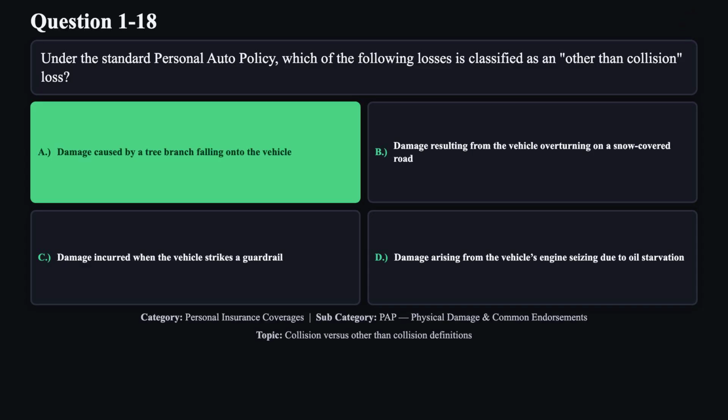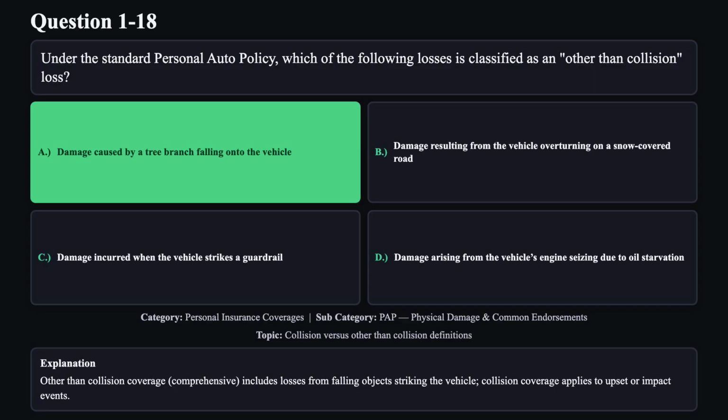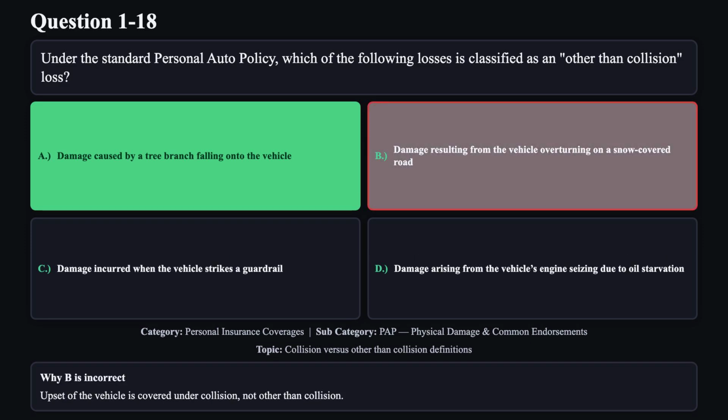The correct answer is A. Other than collision coverage, comprehensive, includes losses from falling objects striking the vehicle. Collision coverage applies to upset or impact events. Reason B is not correct. Upset of the vehicle is covered under collision, not other than collision.